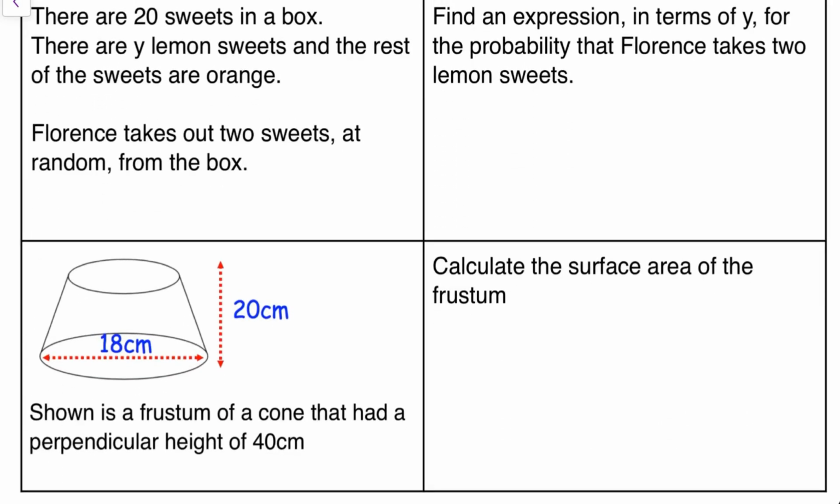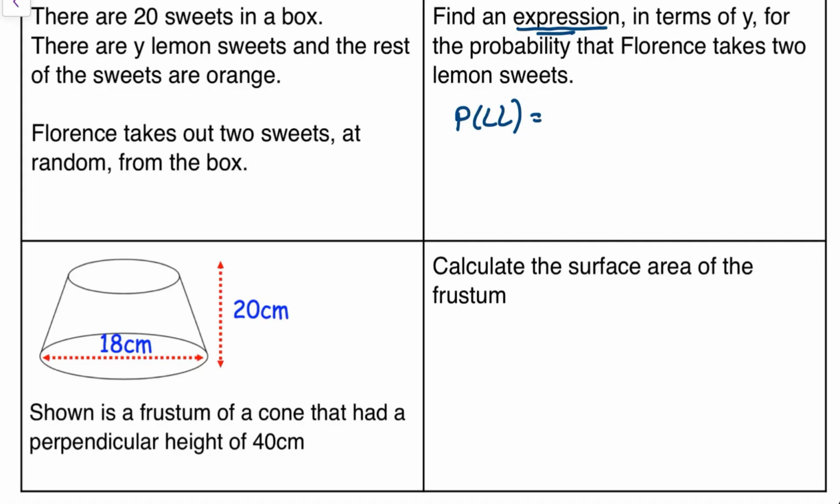Okay, what do we have? There are sweets in a box. There are 20 sweets in the box. y are lemon and the rest are orange. Florence takes out 2 sweets at random, so it's a conditional probability question. Find an expression. Okay, right, so it doesn't want me to solve anything. So find an expression in terms of y for the probability she takes 2 lemon sweets. Actually, this is not too bad, is it?